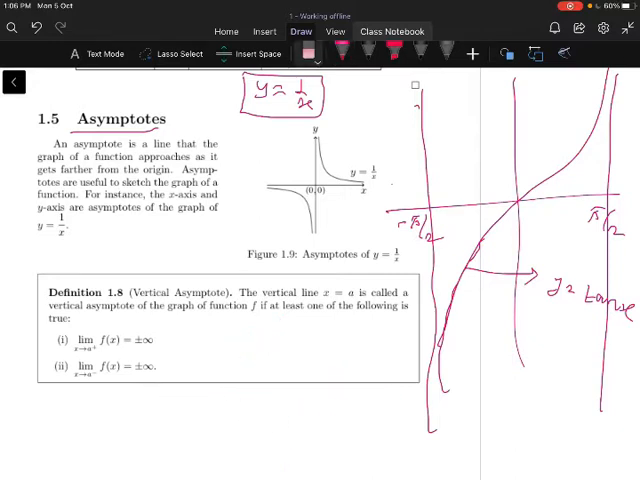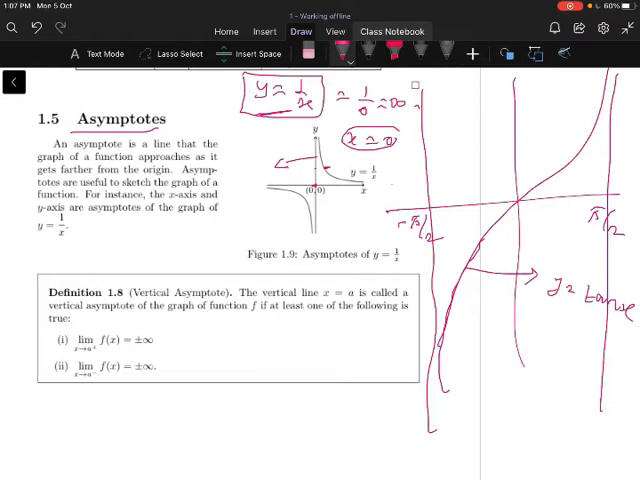Now let us move to the asymptotes. For this function y is equal to 1 by x, when x is equal to 0, what happens? That is 1 by 0, which is infinity. So when x is 0, y goes to infinity, which means this curve meets the y-axis at infinity. Therefore x is equal to 0, the y-axis, is a vertical asymptote.